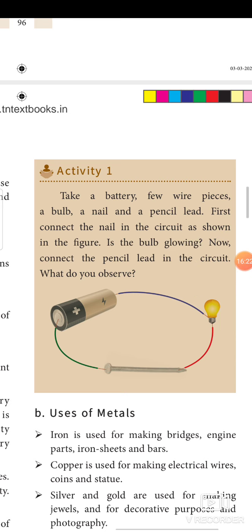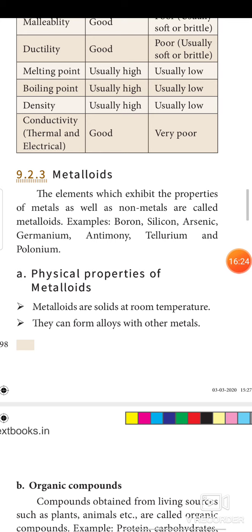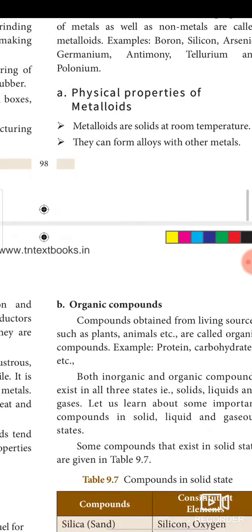Next we need to see metalloids. The elements which exhibit the properties of metals as well as non-metals are called metalloids. Examples: boron, silicon, arsenic, germanium, antimony, tellurium and polonium. These are all the metalloids. Now let's know the physical properties of metalloids. Metalloids are solid at room temperature. They can form alloys with other metals.